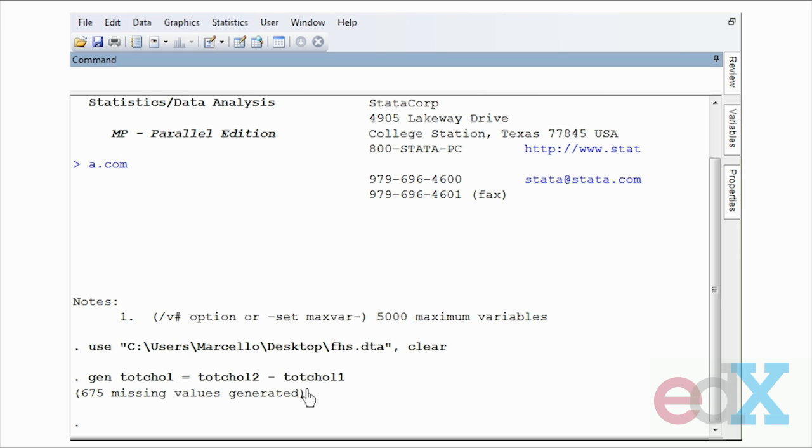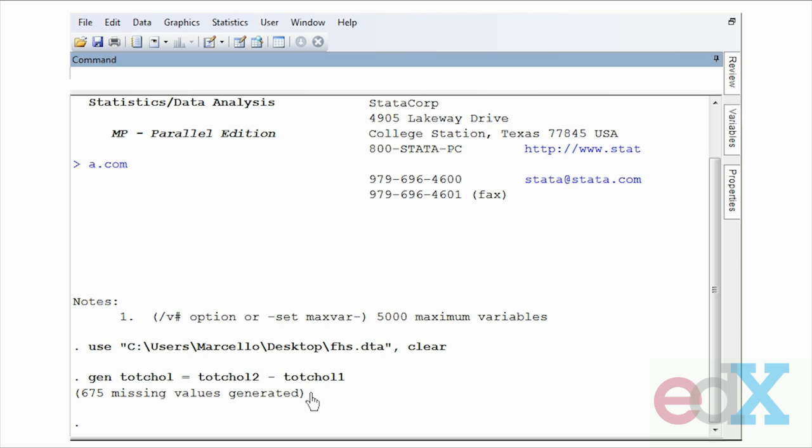So this should be of concern to us, because what this is saying is that there are 675 individuals who do not have both cholesterol readings at time 2 and at time 1. And that might very well impact any sort of inference we want to make about the change in cholesterol level, because these 675 who are missing might have a very different story from the ones who are not missing. But let's move on and not worry about that right now.